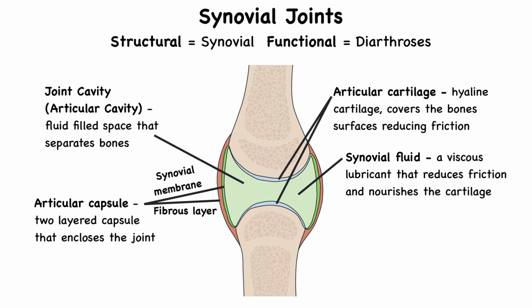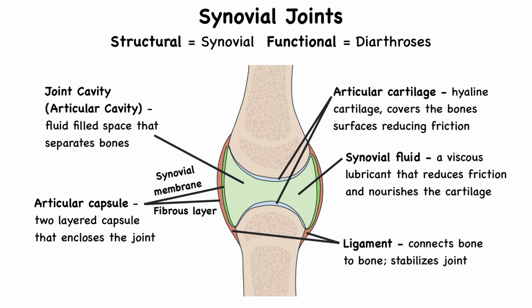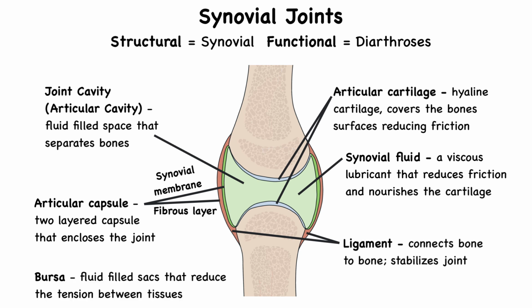There are also ligaments associated with these joints. These connect bone to help stabilize that joint. Nerves and blood vessels are also found here that are going to innervate the joint and supply nutrients. And sometimes we find bursa, and these are going to be fluid-filled sacs that reduce the friction between tissues. Synovial joints are all diarthroses, which are freely movable joints, but not all move in the same way.